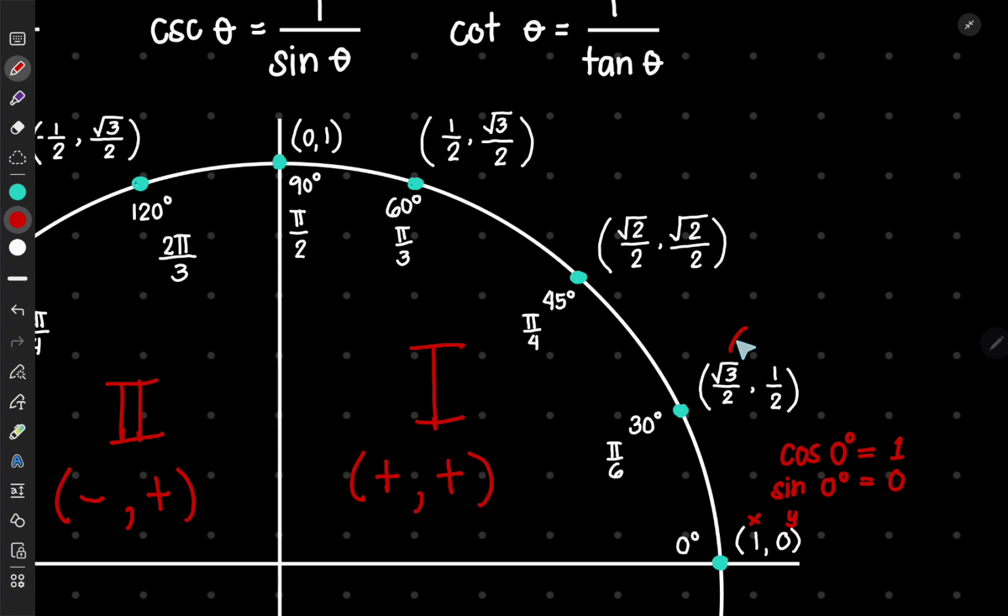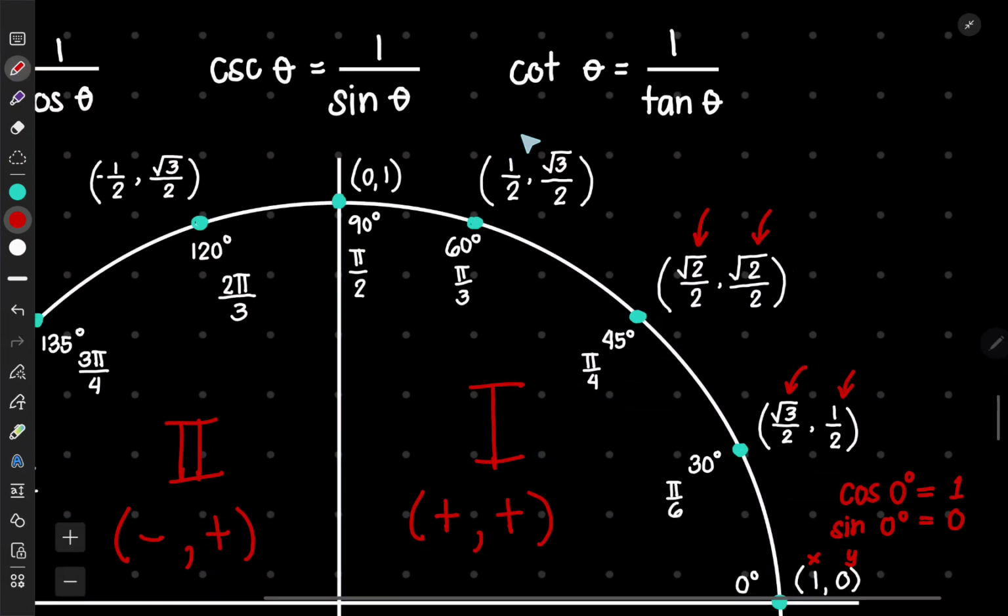So, ito yung cosine 30 natin, while yung sine 30 is 1/2. And then, yung cosine 45 is equal to square root of 2 over 2. And yung sine 45 is the same, square root of 2 over 2. Next, yung cosine 60 is 1/2. Yung sine 60 is square root of 3 over 2. While yung cosine 90 is 0. And yung sine 90 natin is equal to 1.